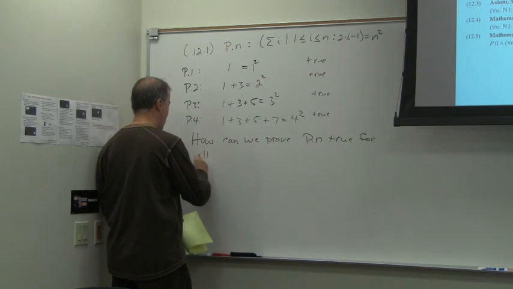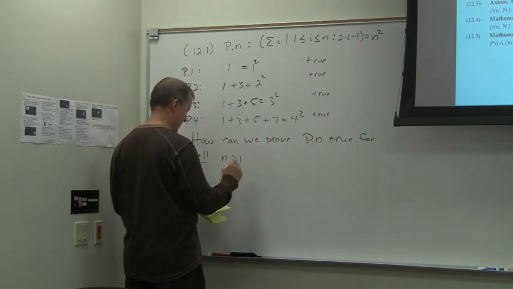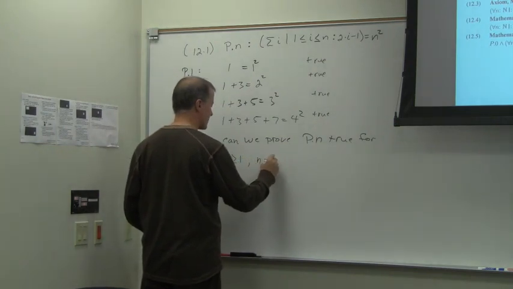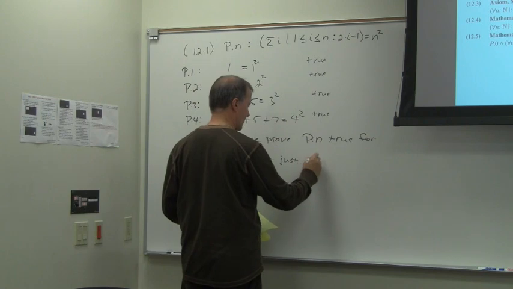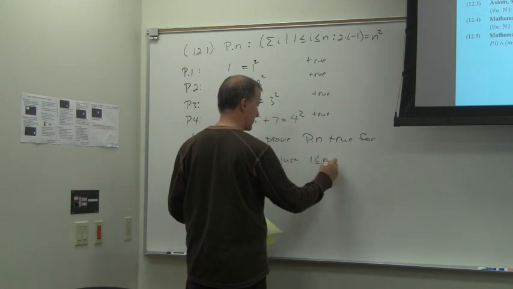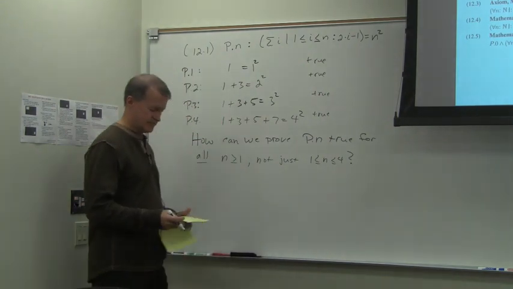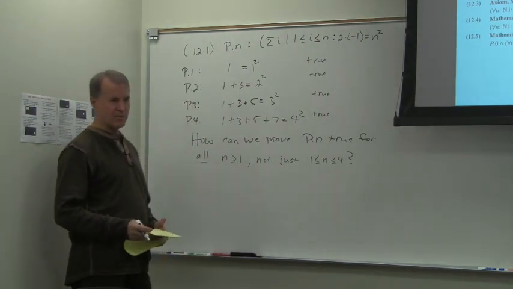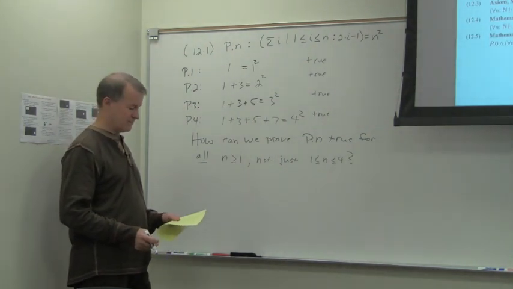for all n greater than or equal to 1? Not just, what did we do here? Not just 1 less than or equal to n less than or equal to 4. How can we do that? Does everybody see that that's our problem? That is our problem. How can we do that?